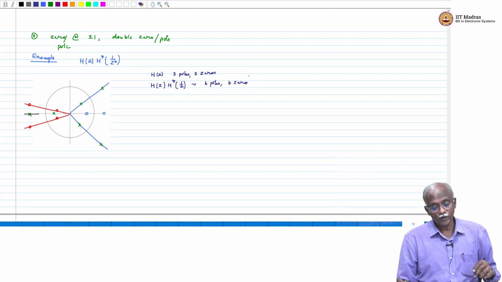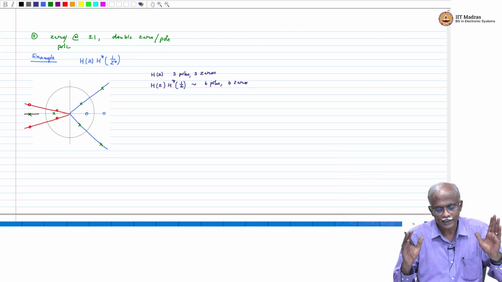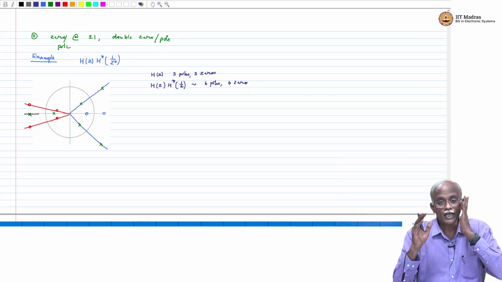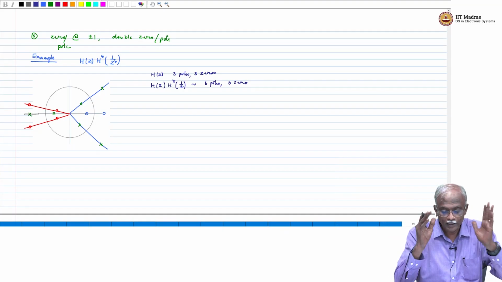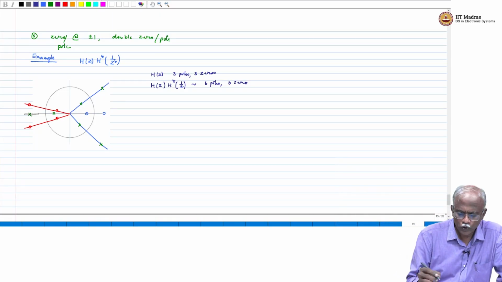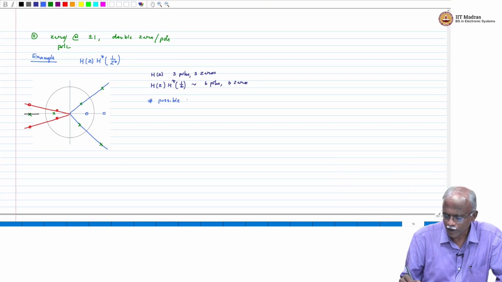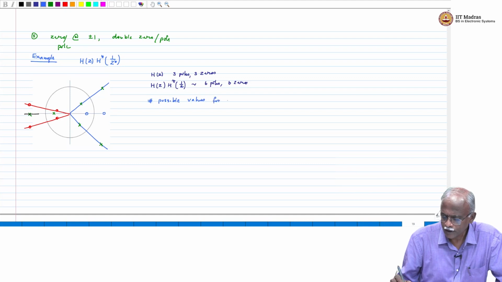Okay. Now, the whole idea is that we are trying to find out what are the ways in which we can obtain the transfer function H(z). Okay. So, what is the number of possible values for the transfer function H(z)?